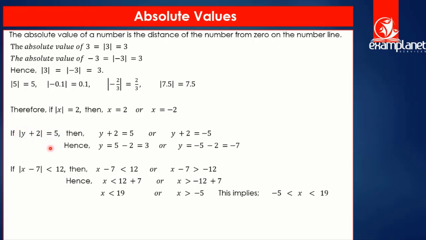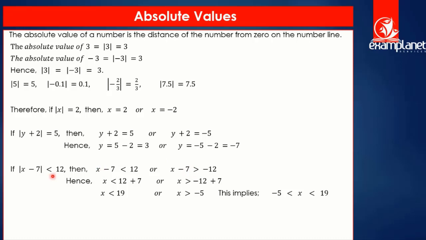So if you solve this equation, we get 3 or minus 7. Alright, another example here: absolute value of x minus 7 is less than 12. So what does that mean? This means x minus 7 must be less than 12. Don't forget this inequality. So it must be less than 12, or x minus 7 will be greater than minus 12. Can you note that?